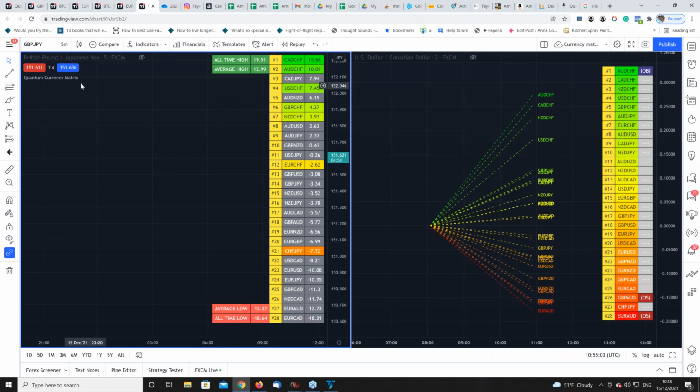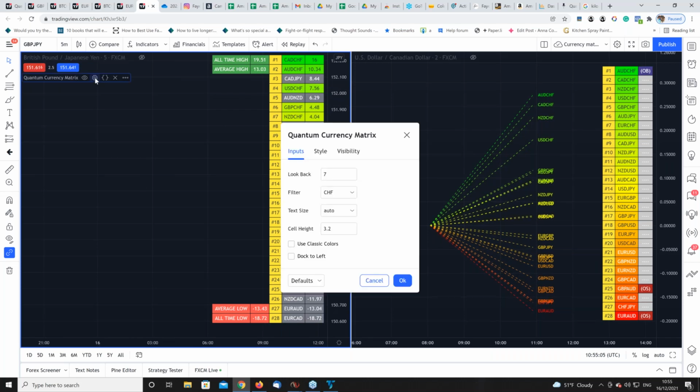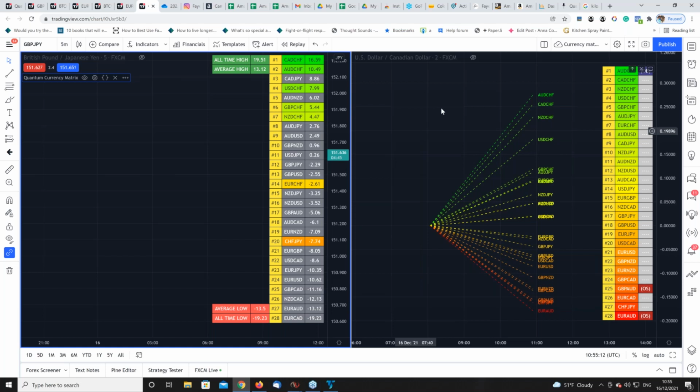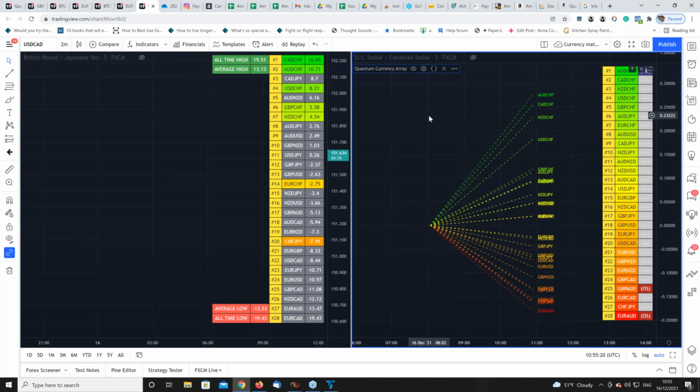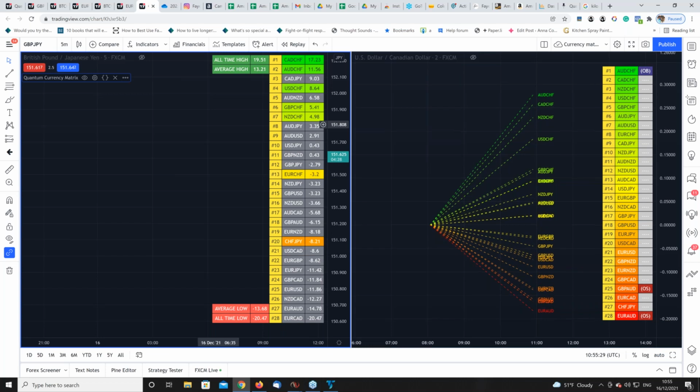The other point I wanted to make while I'm here is, if I click on settings, the look back period for the matrix is 7. And if I go over onto the array and do the same thing, the look back period on the array is 80. These are two very different animals. They are looking at price action. One is looking very close up to the price action, which is the currency matrix. And the other, the currency array on the right-hand side, is taking a much longer view because it's looking at it over a longer term time horizon.